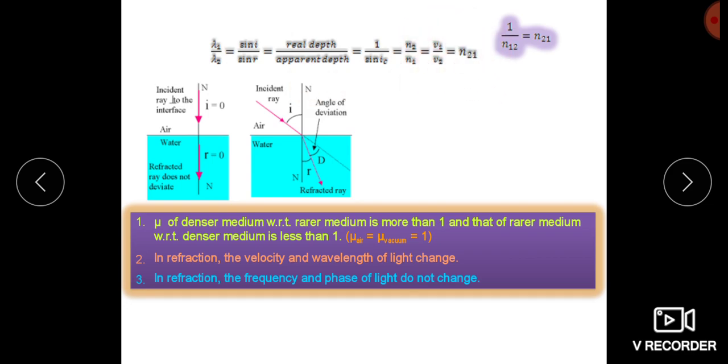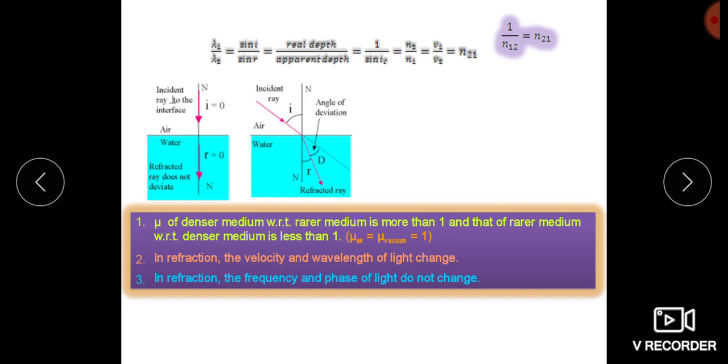Now what happens if a ray is striking normally? The angle of incidence in this case is 0, then the angle of refraction is also 0. Why is the angle of incidence 0? Because when the ray is striking normally, the angle of incidence is 0, then sin i is 0. So sin i is 0, and the refractive index here is 0.